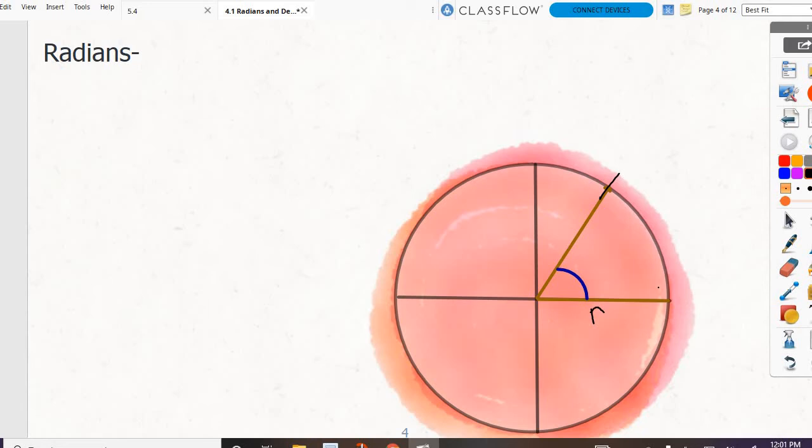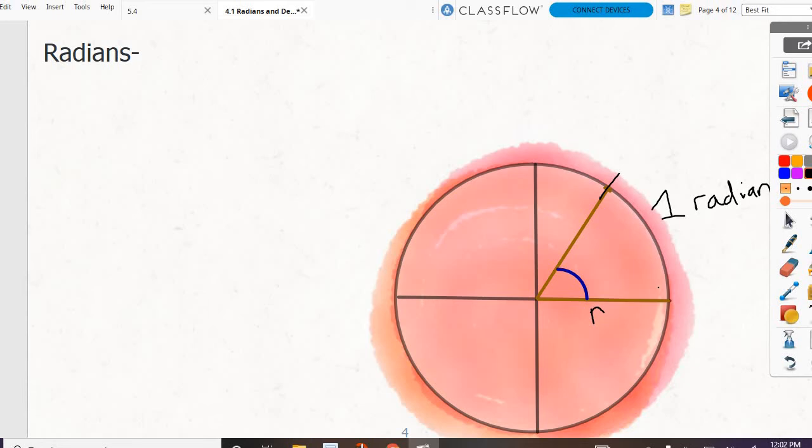It's going to end up being the same. So if our string was 1 radius, right, and then we put it on our arc, what do we think that measurement is? 1 radian. Yes?